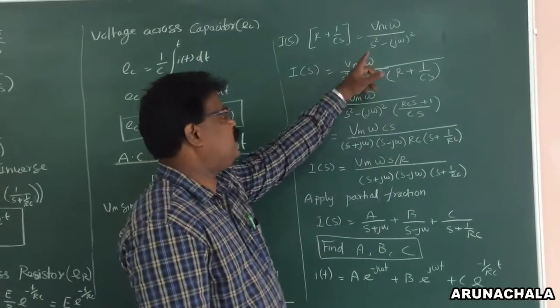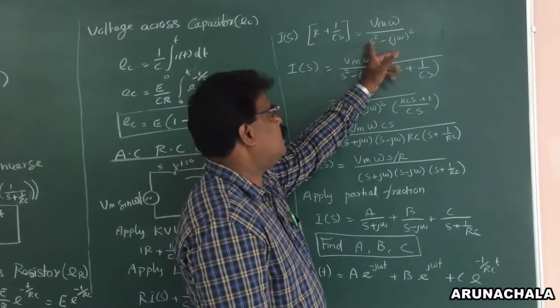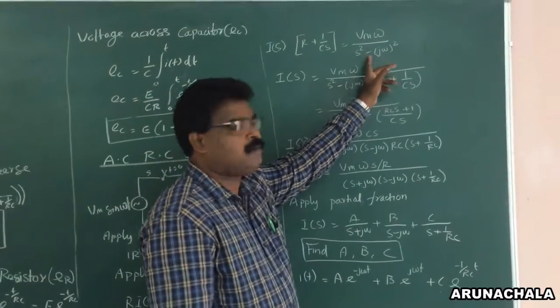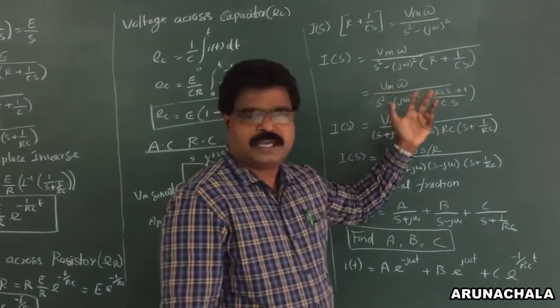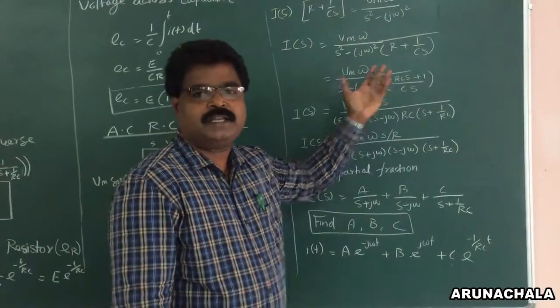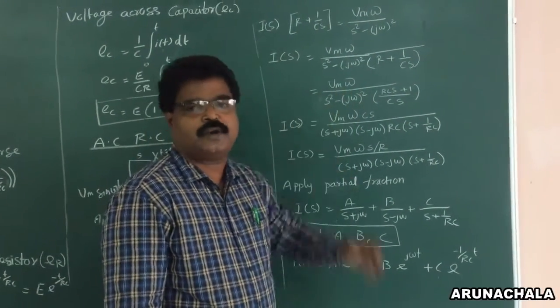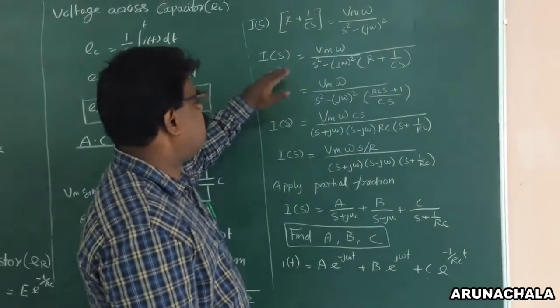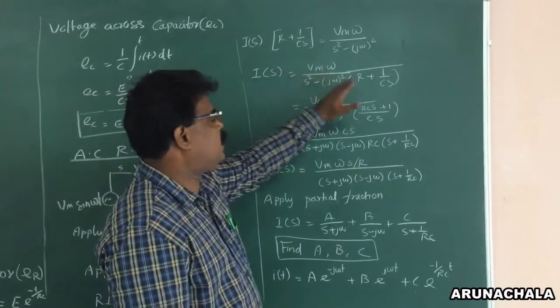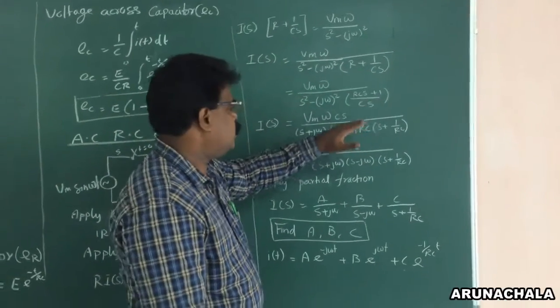So for that we are rewriting it like this, s square minus (j omega) square. Both are the same, since j square is equal to minus 1. Then we will get s square plus omega square. Then for I of s, bring this term to the numerator.